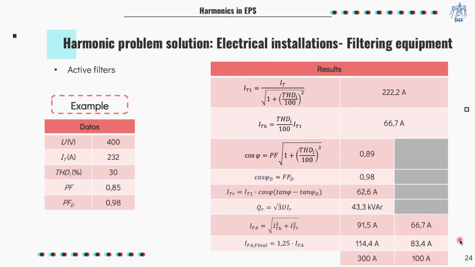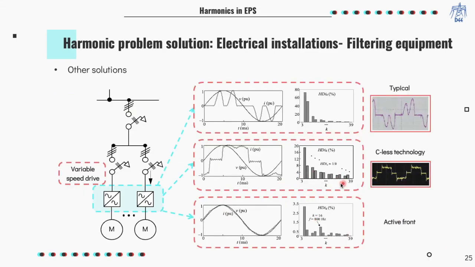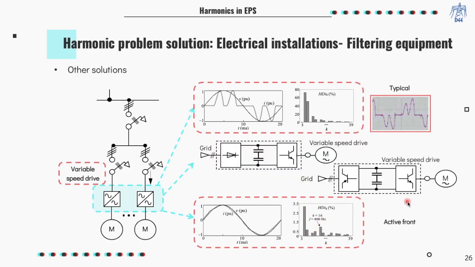Other solutions to mitigate harmonic currents consumed by nonlinear loads are the filtering equipment installed inside of the nonlinear loads, such as sealess and active front technologies. These loads are improved nonlinear loads with a lower harmonic spectrum as seen in the plots below, by comparing them to the typical current consumed by a three-phase rectifier. The next slide illustrated a nonlinear load with an active front which uses IGBT power electronics to reduce the consumed harmonic currents.